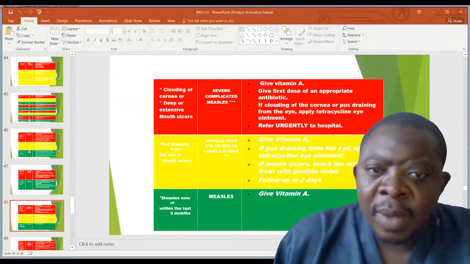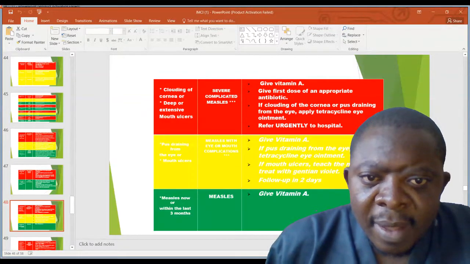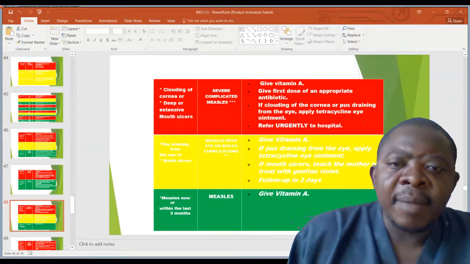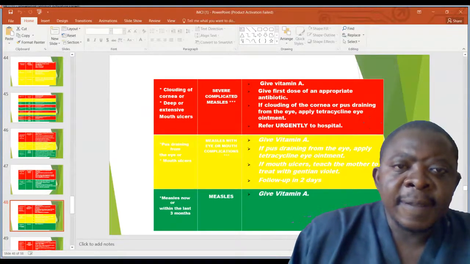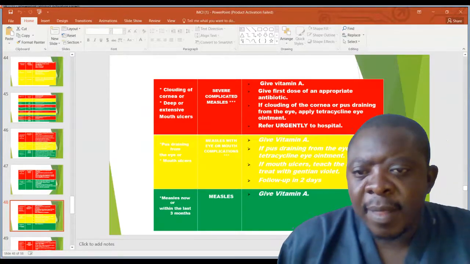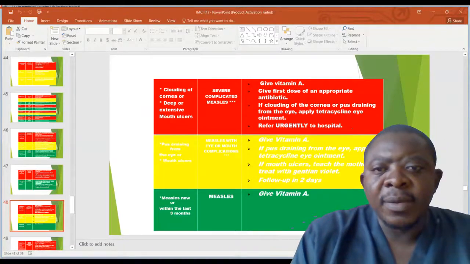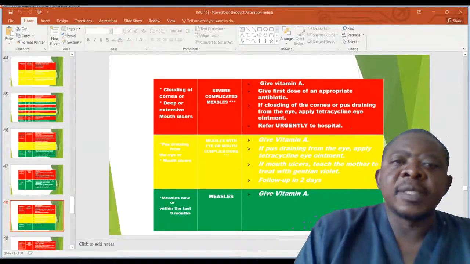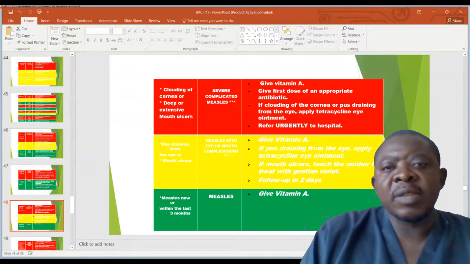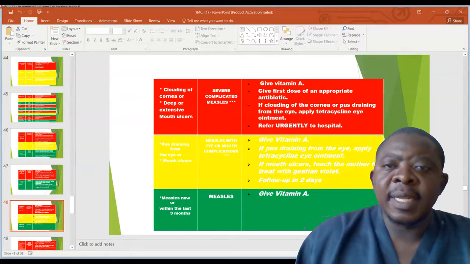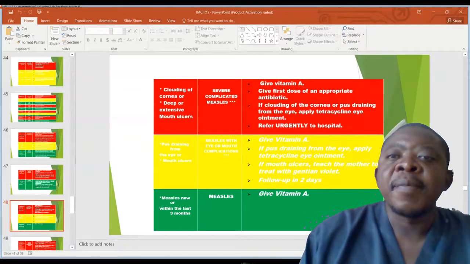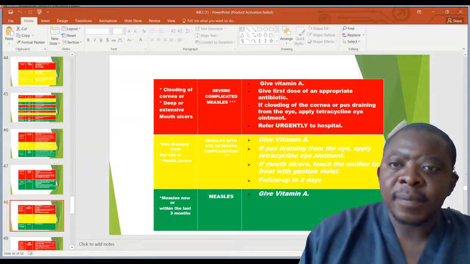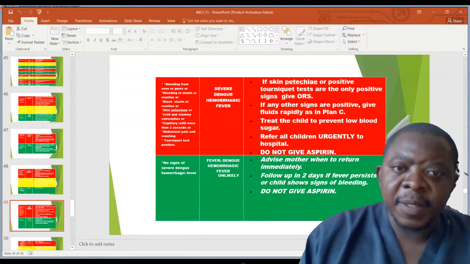So this one will be measles with some eye or mouth complications. Give vitamin A, another antibiotic cover, and advise the mother on how to maintain good hygiene. Otherwise, if there is clouding of the cornea, deep or extensive mouth ulcers, then that will be severe complicated measles. Give vitamin A, appropriate antibiotic, okay, and we can also give tetracycline eye ointment.